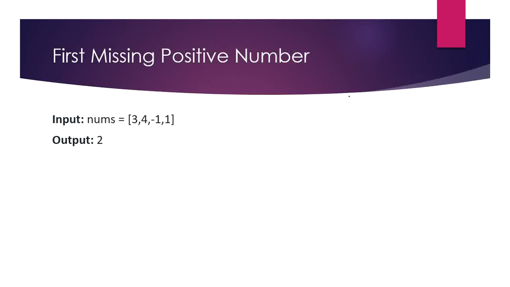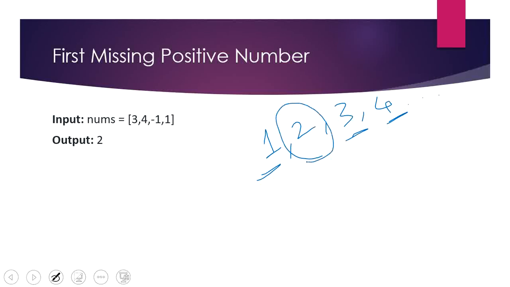For example, in the given array, the first positive number ever is going to be 1, and it goes 2, 3, 4, and so on. Here in this array 1 is present, 3 is present, 4 is present. The first missing positive number is going to be 2, and we return 2.